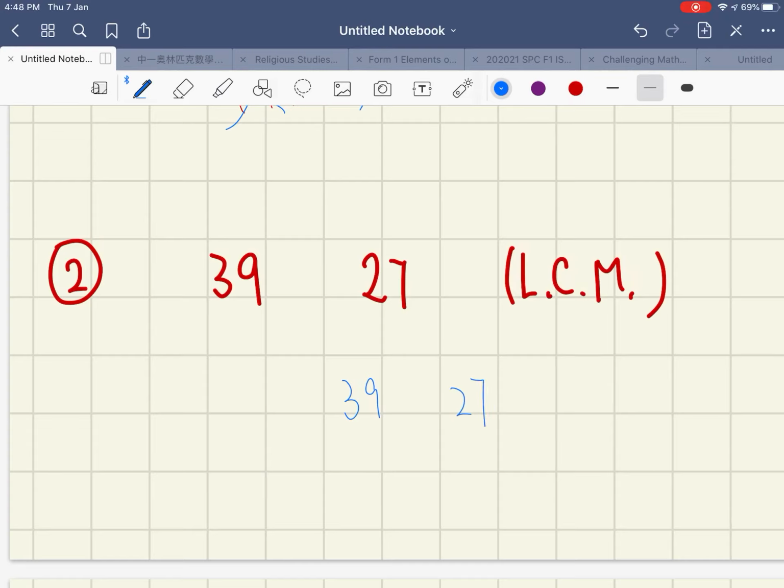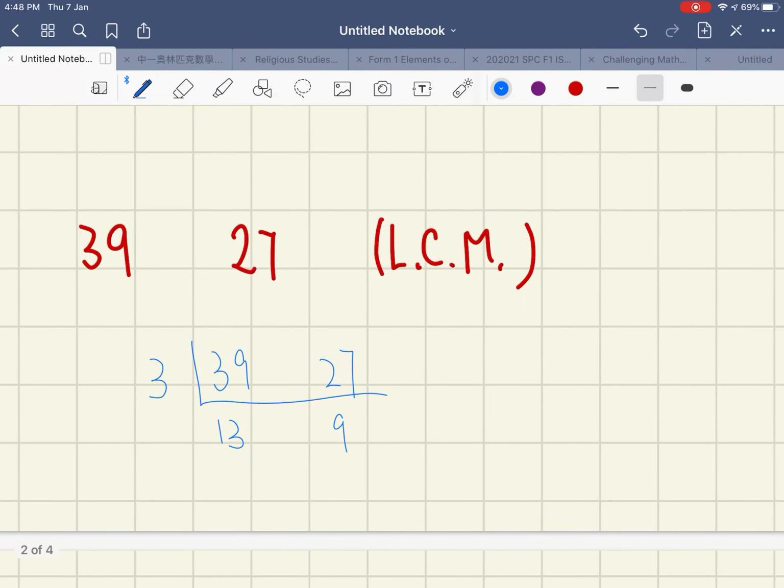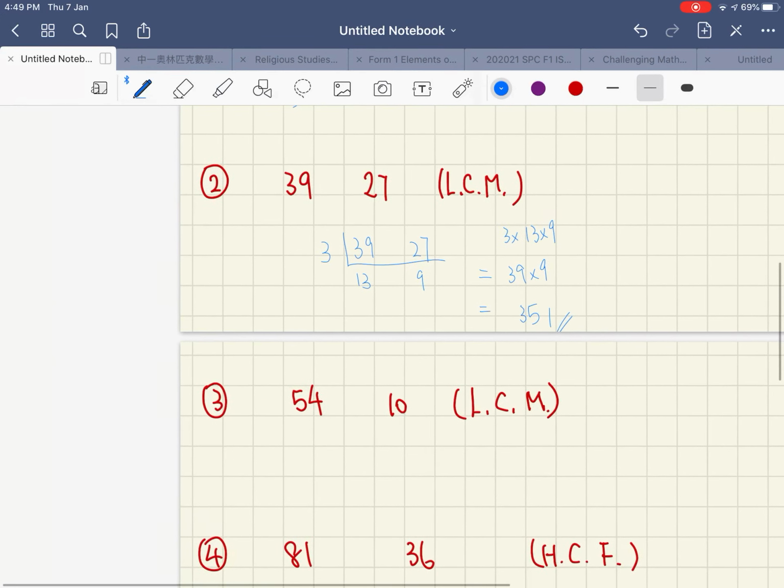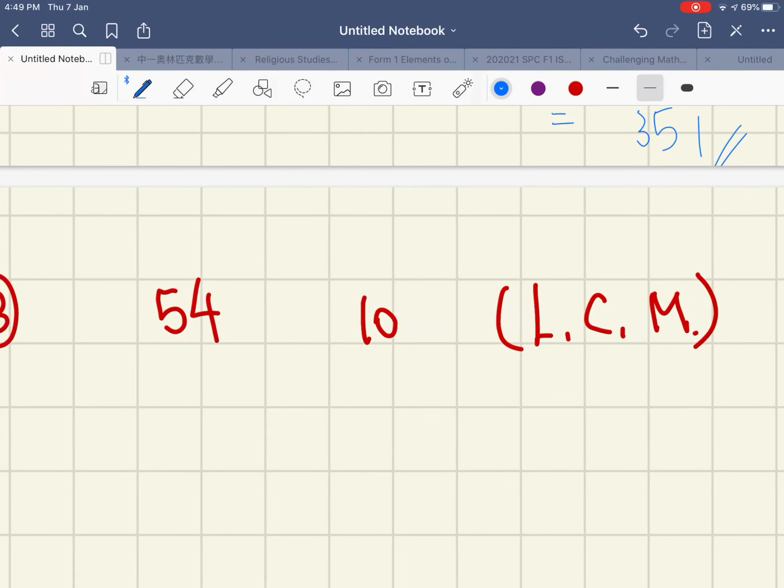We can find that 3 can be divided by 39 and 27. And there aren't any more common factors between 13 and 9. So the LCM of 39 and 27 is 3 times 13 times 9, which is 351. Next question. Pause the video again if you need more time.